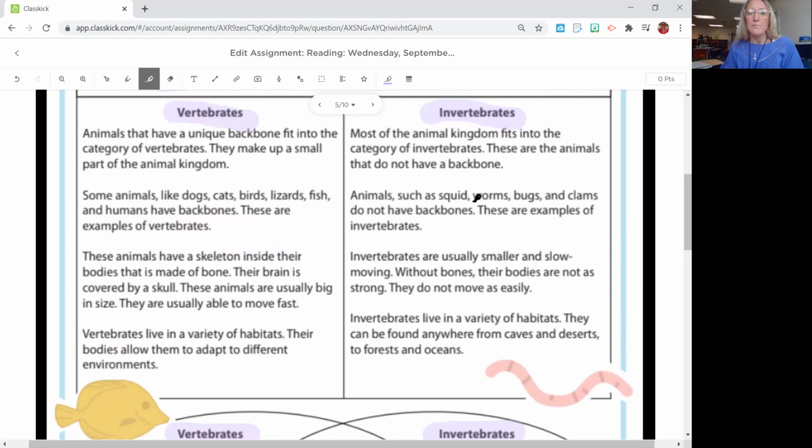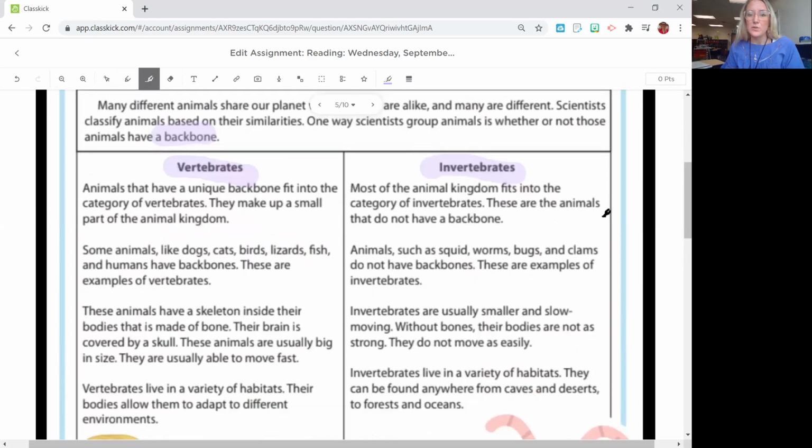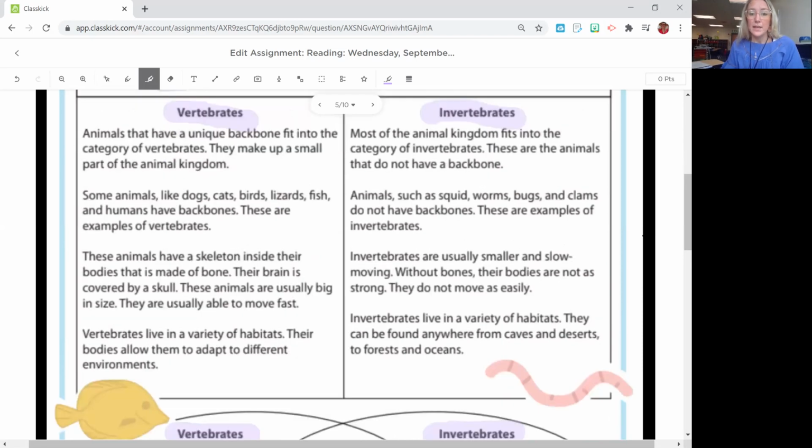Invertebrates. Most of the animal kingdom fits into the category of invertebrates. These are animals that do not have a backbone. Animals such as squid, worms, bugs, and clams do not have backbones. These are examples of invertebrates. Invertebrates are usually smaller and slow-moving. Without bones, their bodies are not as strong. They do not move as easily.